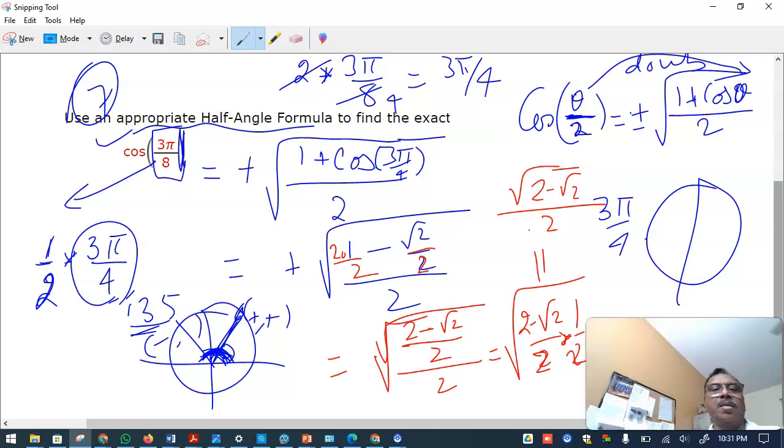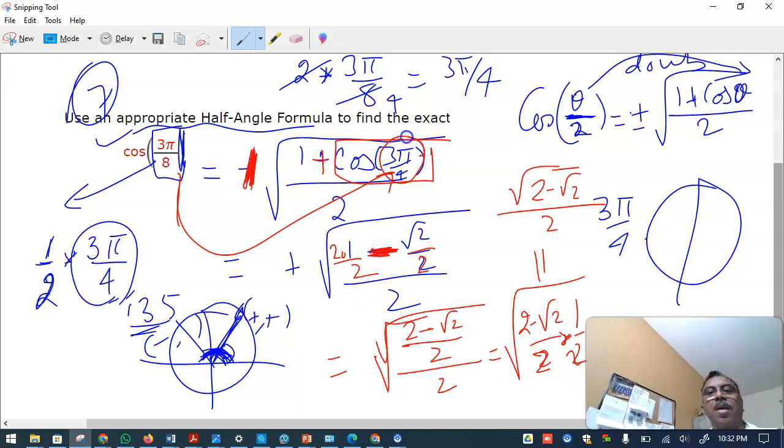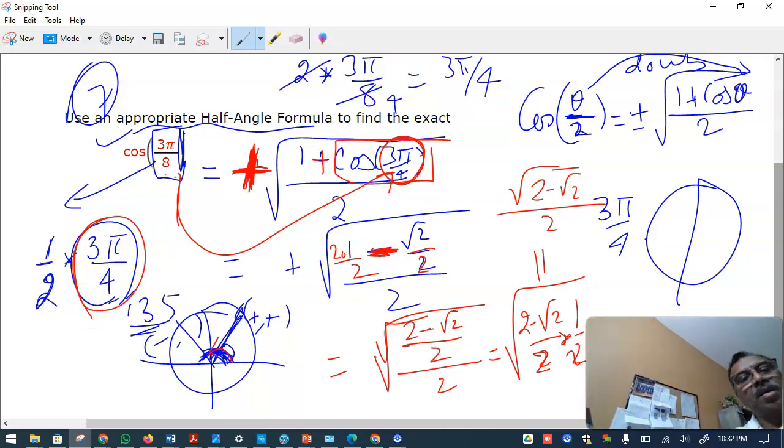The idea is if you check this, the trick is from here, if you can write this 3 pi by 4, and also from here, this plus changes to minus, because this 3 pi by 4 is in the second quadrant, so negative. And why this is plus is because 3 pi by 8 is half of 3 pi by 4. Or you can use degrees also and check.